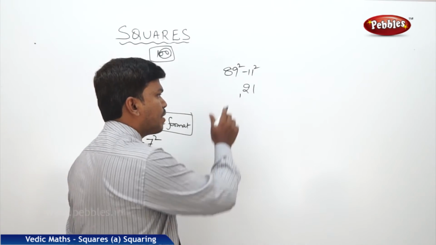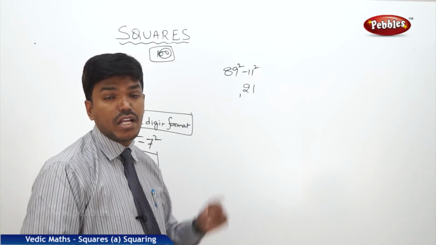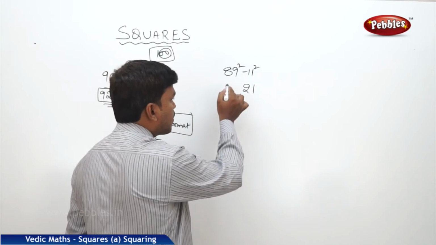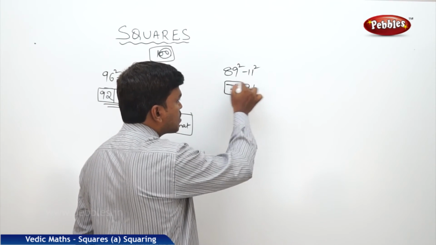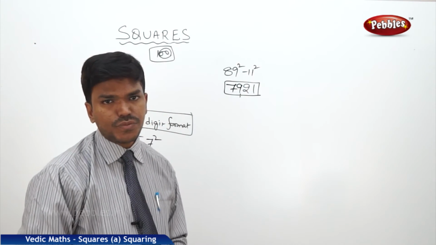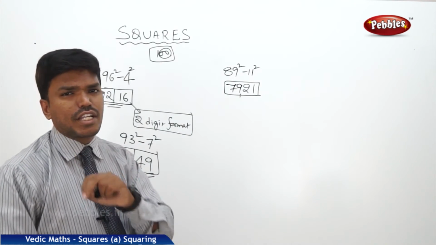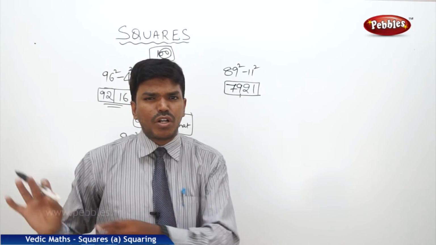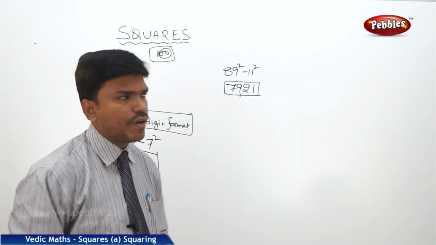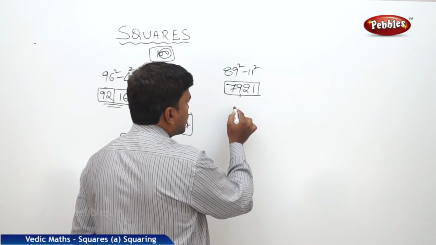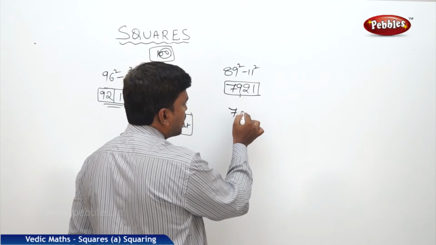78 plus 1 is the carry. You should not forget the carry. So what is 78 plus 1? 79. So your answer is 7921. And remember one thing, I draw these boxes just for your understanding purpose, and every time there is no need of drawing the boxes like this.